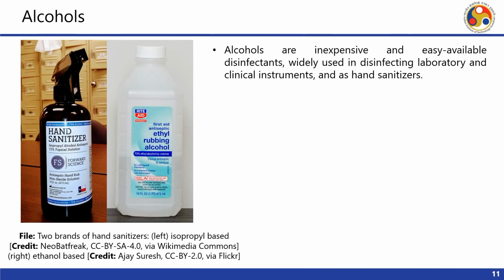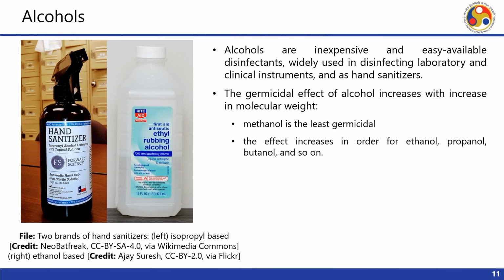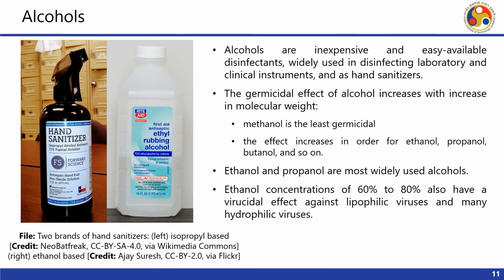The next class of compounds or agents that are used as disinfectants are alcohols. Alcohols are inexpensive and easily available. These are widely used in disinfecting laboratory and chemical instruments and as hand sanitizers. The germicidal effect of alcohol increases with increase in molecular weight. Methanol is the least germicidal. The effect increases in order for ethanol, propanol, butanol and so on. Ethanol and propanol are the most used alcohols as disinfectant agents.